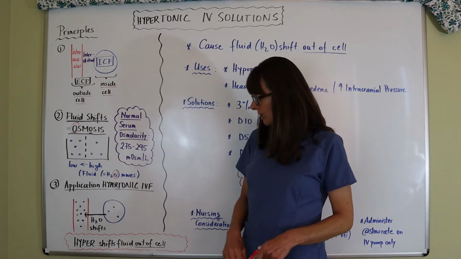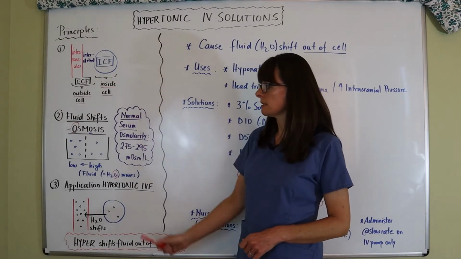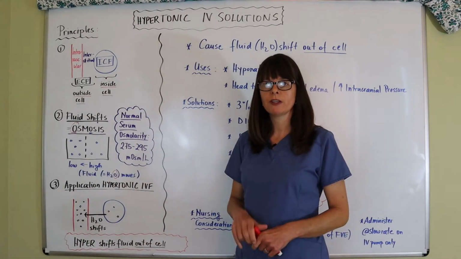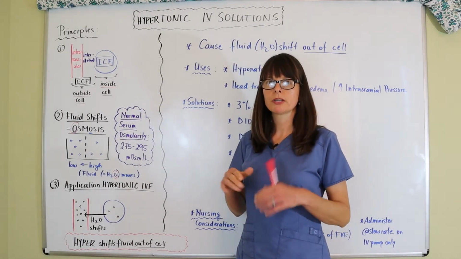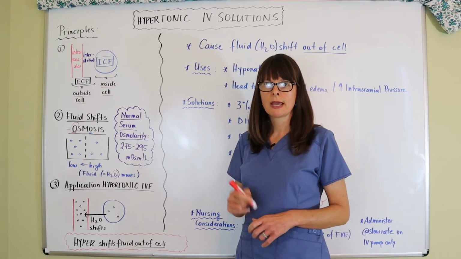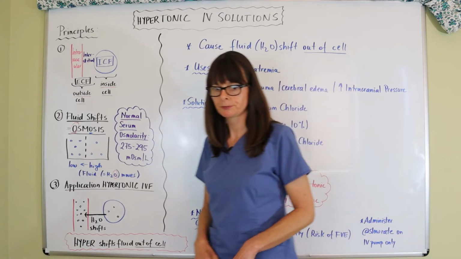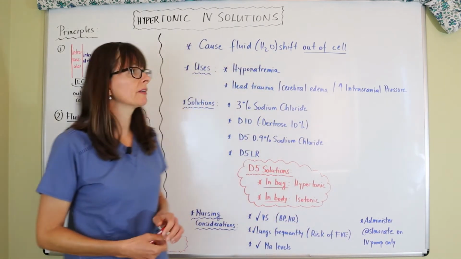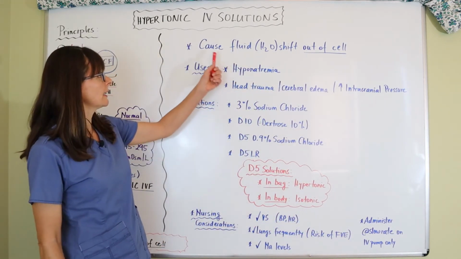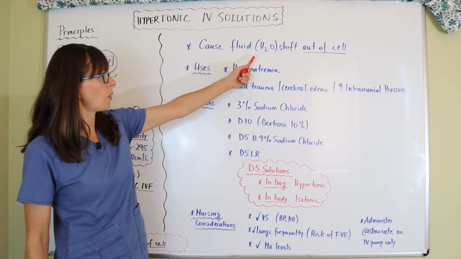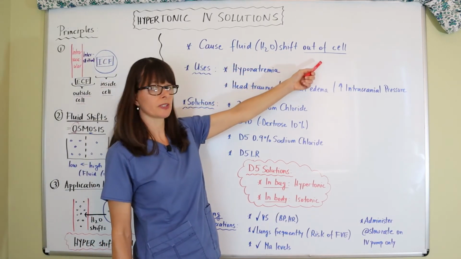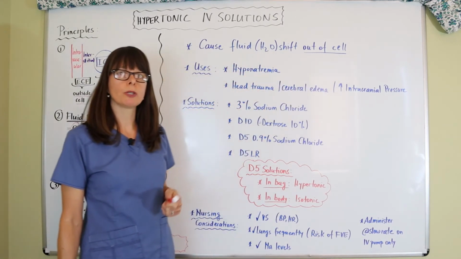If you want a little bit more detail on this principle, I have two videos that go into more depth on diffusion and osmosis and the different explanations of how that works. So for hypertonic IV solutions, again, they cause fluid or water to shift out of the cell. Now, when do we use them?